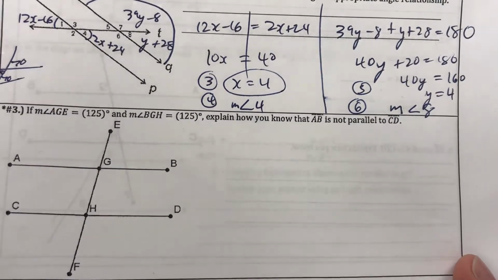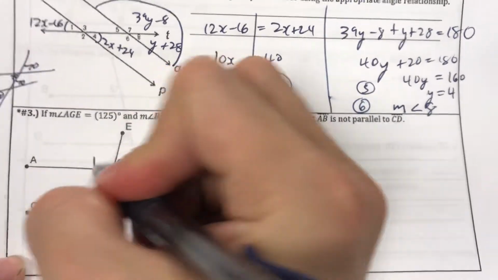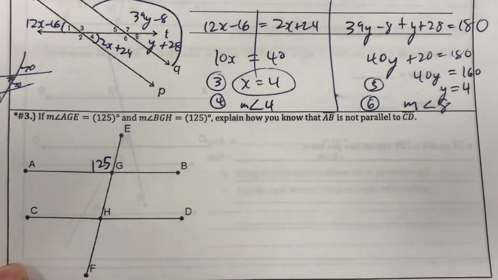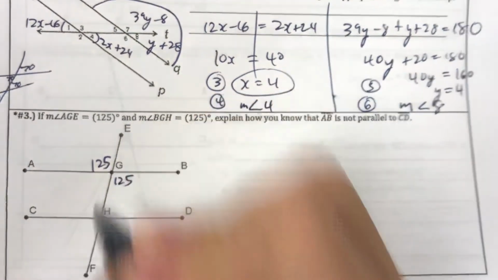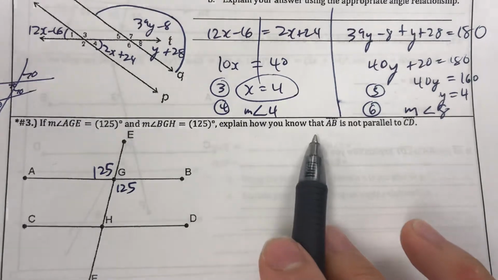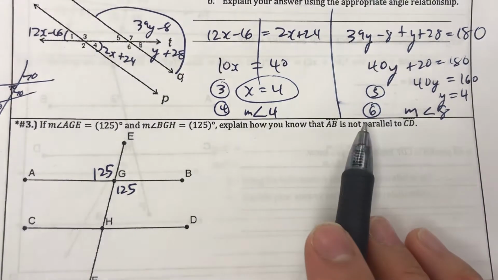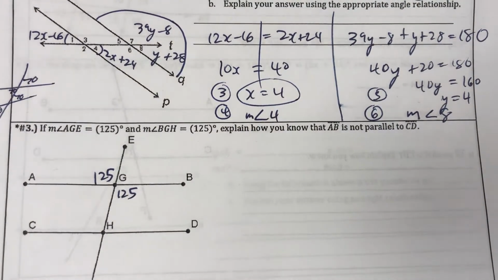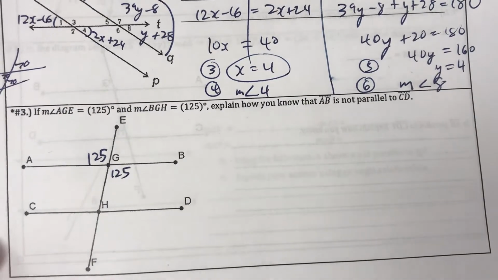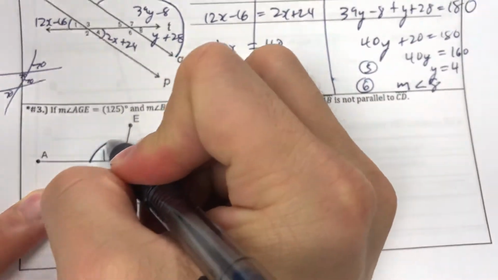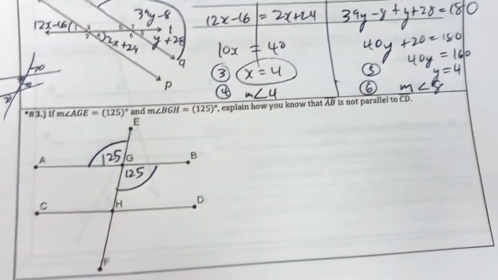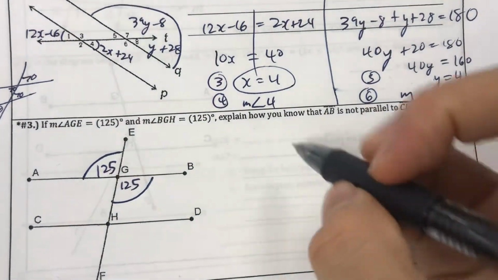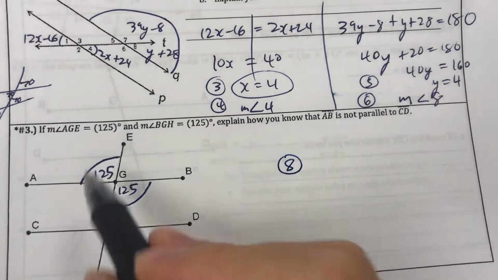Okay, last question. AGE, which is right here, is 125, okay. BGH is also 125, okay. Explain how you know that AB is not parallel to CD. AGE is 125, BGH is 125. Okay, this is an interesting question because these angles have a very specific name, right? So that's the answer to question number 8 right here. What type of angles are these, right?